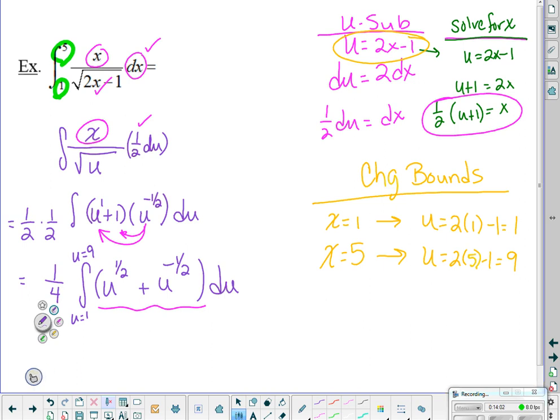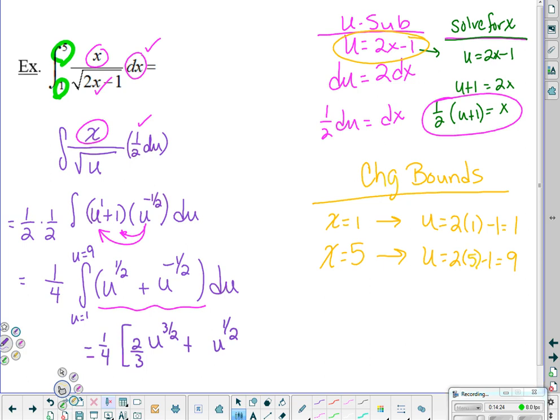Throw these little icons over. Yeah, so we got u. I think it's all ready to be processed here. So the 1/4 out front, not a problem. Let's integrate u to the 3/2, which makes it a multiple of 2/3, and then add a power, we're at u to the positive 1/2, dividing by 1/2, that's like multiplying by 2 over 1. And this is ranging from 1 up to 9 for our integral values.